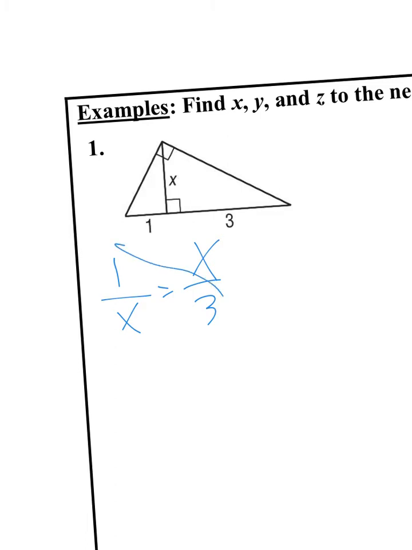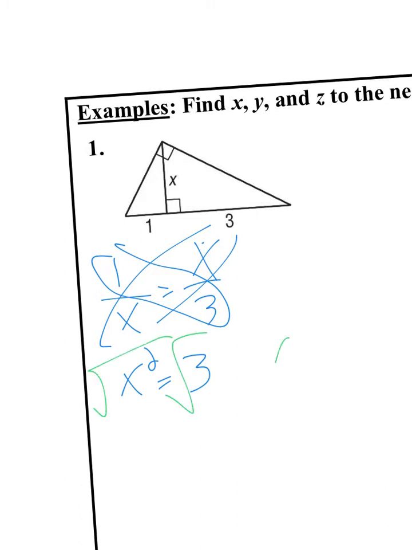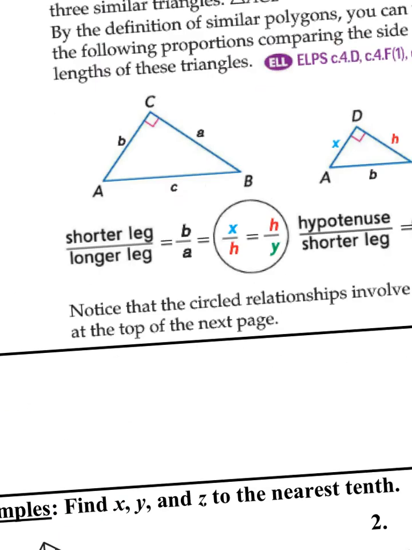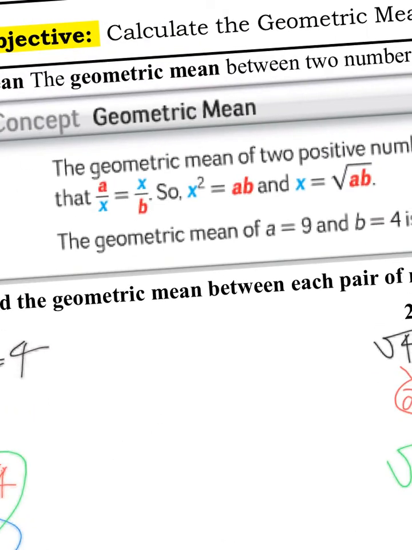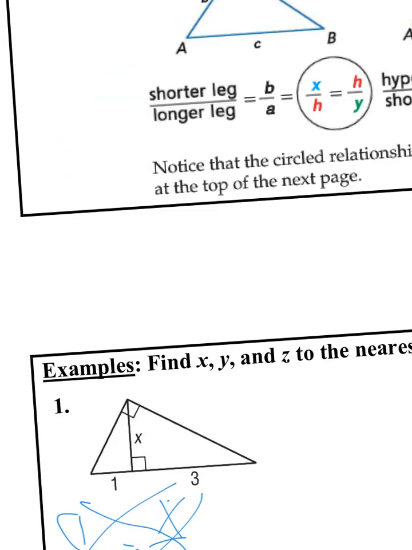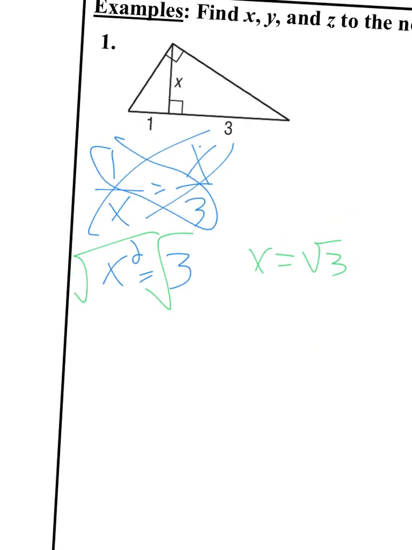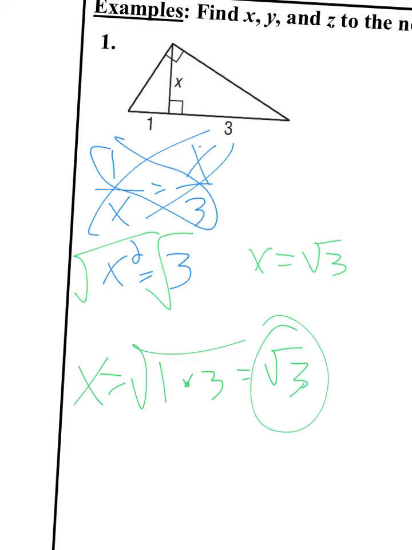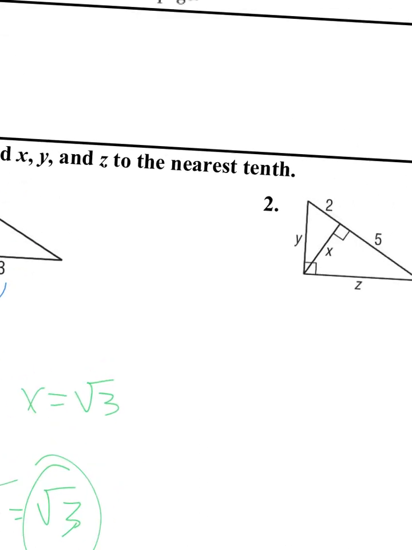Now I'm going to cross multiply, and I get x squared equals 3 times 1 is 3. How do you get rid of a square? We square root. So x is going to equal the square root of 3. Now, what's the easier way of doing this? Remember, the geometric mean was defined by this proportion, but we could also just use this formula right here: multiply two numbers and take the square root. What two numbers am I multiplying? The two bases. So x equals the square root of 1 times 3, which is square root of 3. And that does not simplify, so we leave it as square root of 3. That's the easier way of thinking about it when you're looking for the altitude.